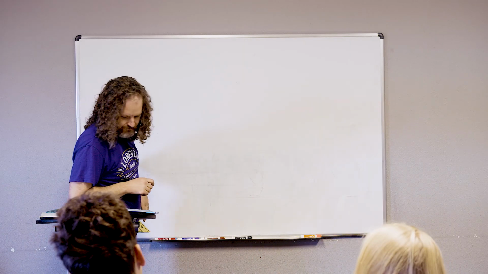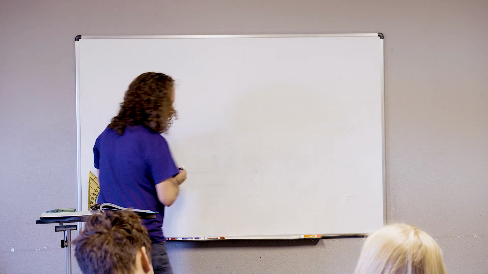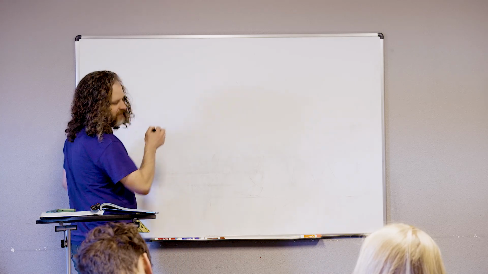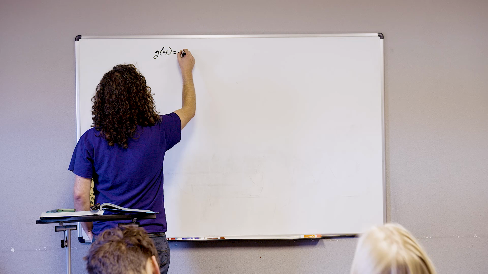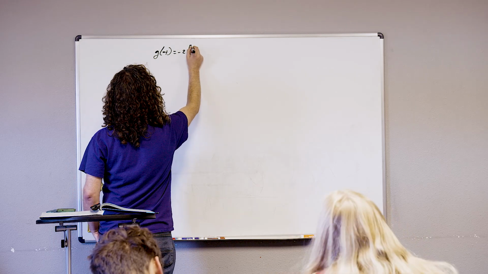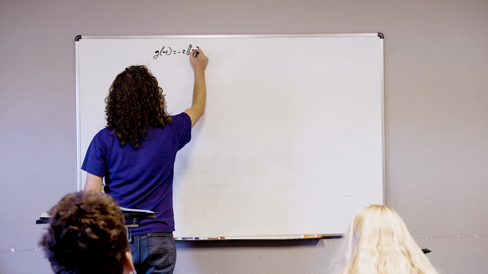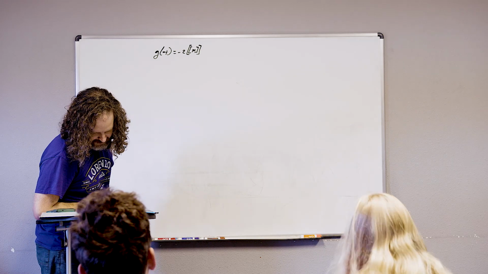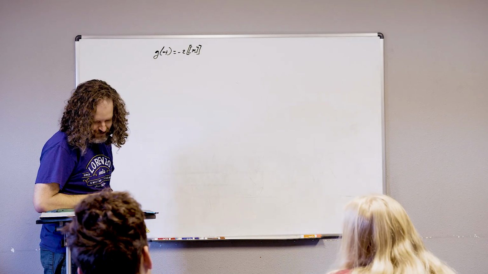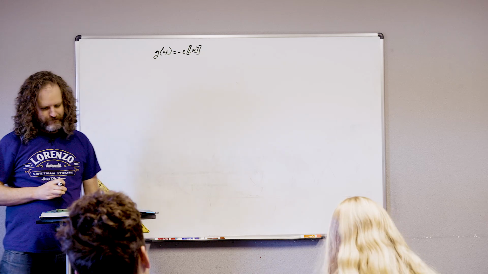So this one, greatest integer function. We've got g of x equals -2 greatest integer x. Why did you do the double bracket? Because that's how you do greatest integer.